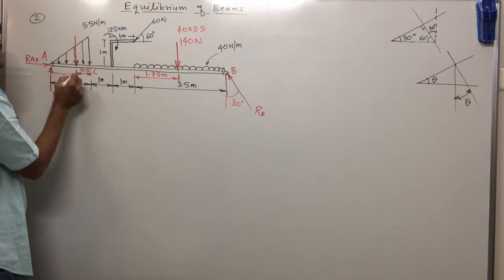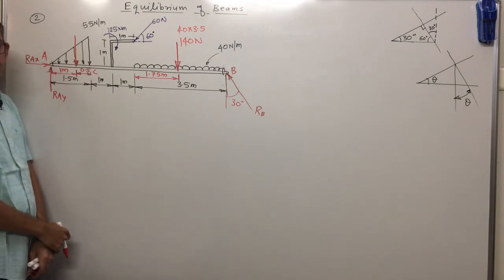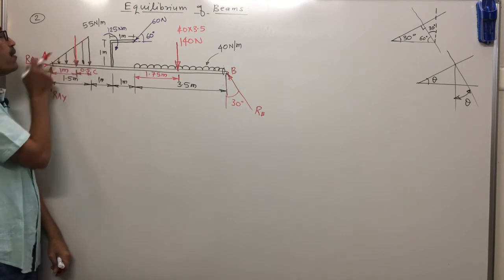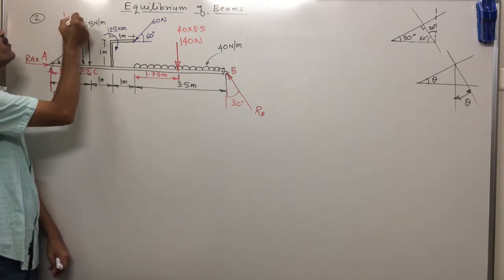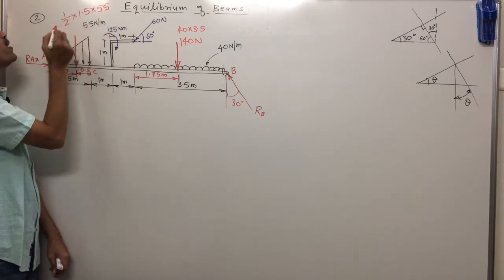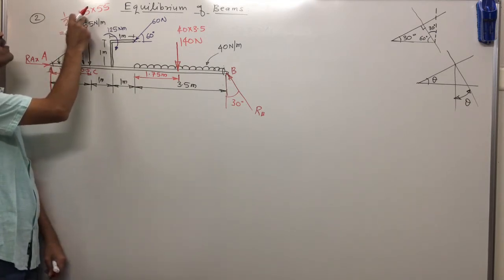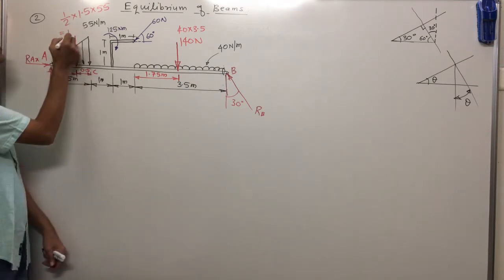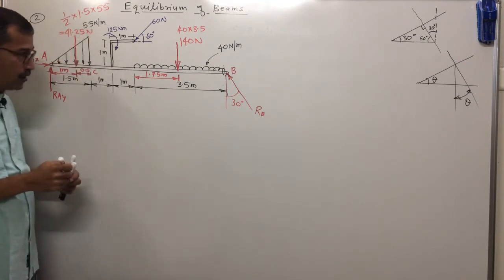and from A distance is what? 1 meter. 1 meter and 0.5 meter. Okay. Now this load is area of triangle, you can say half of base into height. Base is what? 1.5. Height is what? 55. Find out this one, how much will get? 0.75 into 55. 41 point something. 41.25.